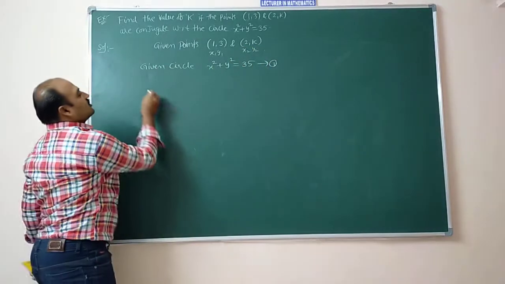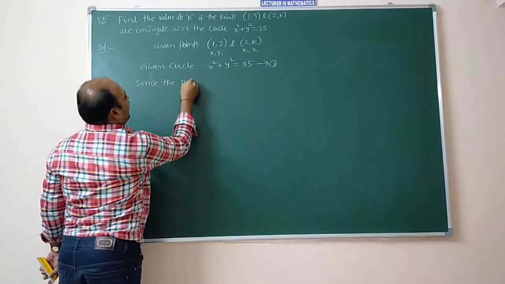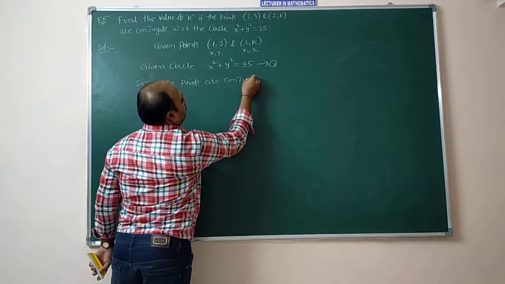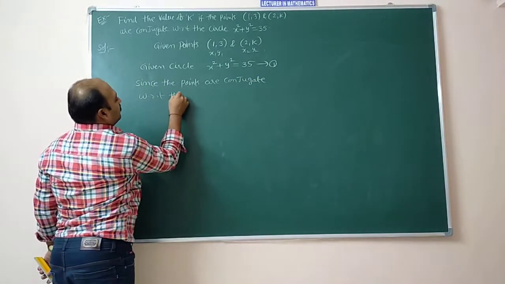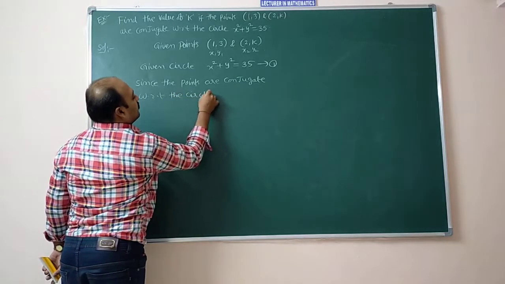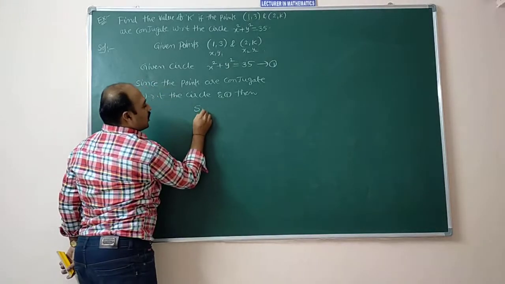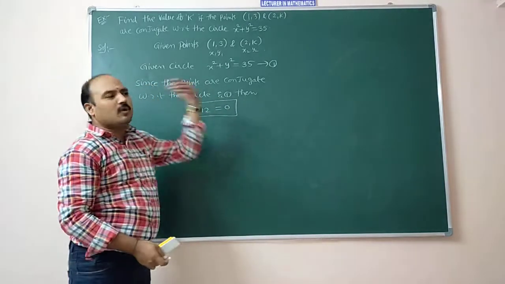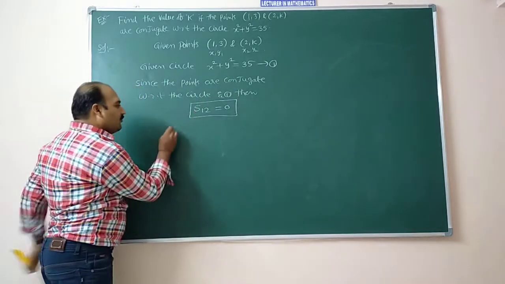Since the points are conjugate with respect to the circle, then S12 equals 0, directly write it. Till here you will get 1 mark out of 2 marks. What is the meaning of S12 according to this circle?